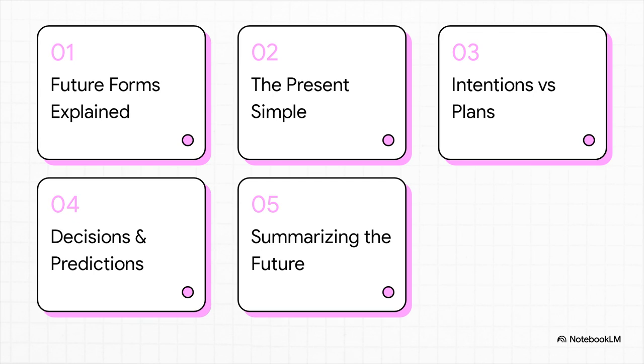So here is our agenda for today. 1. English future forms explained. 2. Schedules, the present simple. 3. Intentions versus fixed arrangements. 4. Decisions and predictions, will. And 5. Summarizing the future. Let's get right to it.